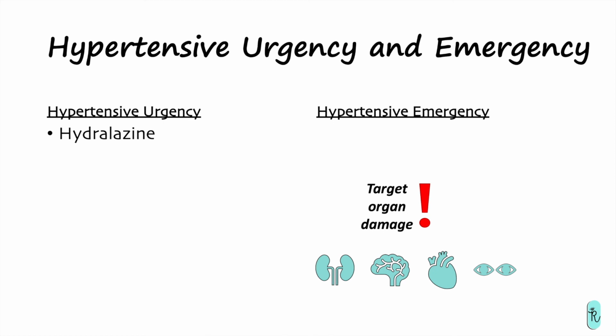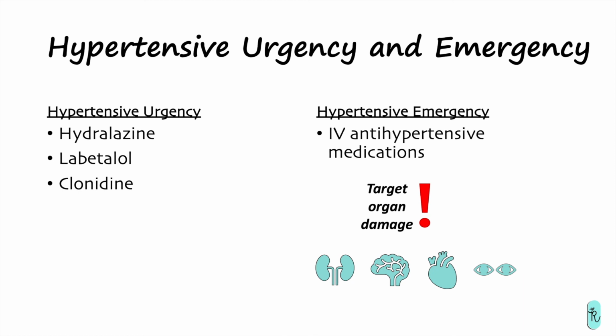For hypertensive urgency, we can treat patients acutely with hydralazine, labetalol, or clonidine. All of these medications can help to vasodilate blood vessels and reduce blood pressure. In hypertensive emergency, we can use IV antihypertensive medications to reduce blood pressure. This must be done carefully in order to prevent further damage to organs by reducing the patient's blood pressure too rapidly.